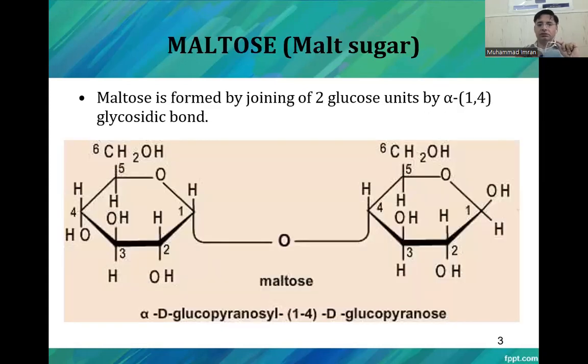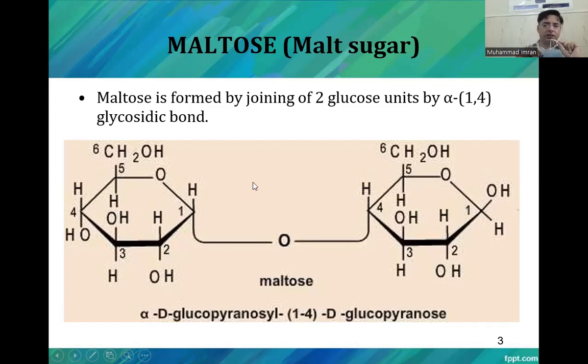First of all, maltose, also known as malt sugar. Maltose is formed by joining two glucose units by an alpha 1,4 glycosidic linkage. It means both residues of glucose are in alpha configuration, meaning the hydroxyl group is downward with respect to the 6 carbon. So this is wrong. This is also downward. This orientation is wrong. This hydroxyl group is down and the hydrogen is up. This is beta configuration, so it is wrong.